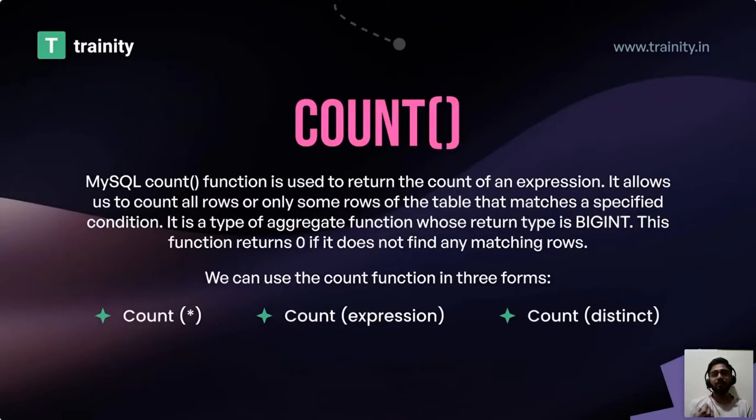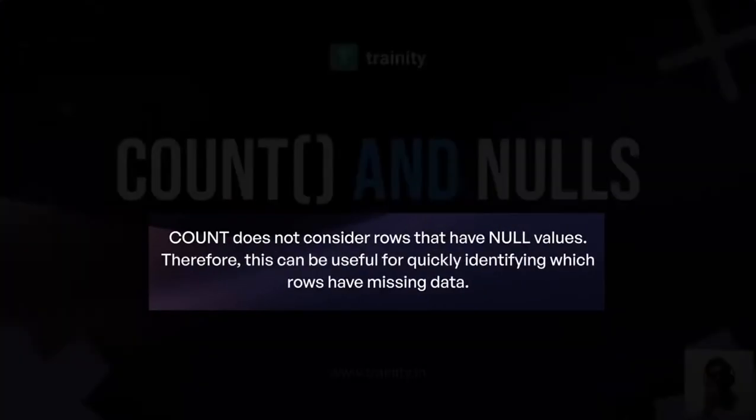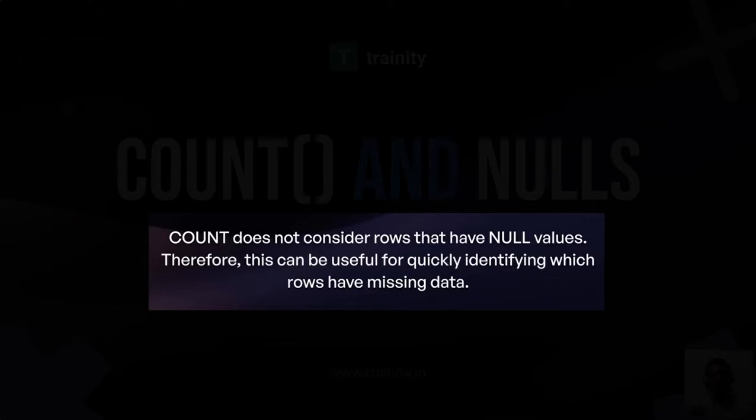So count can be used to count how many values are missing in a column even, right? Because it does not include null values when counting. Hope that's clear to everyone. So as I mentioned, count does not consider rows that have null values. Therefore, you can use this to quickly identify which rows have missing data. We understand this as well.